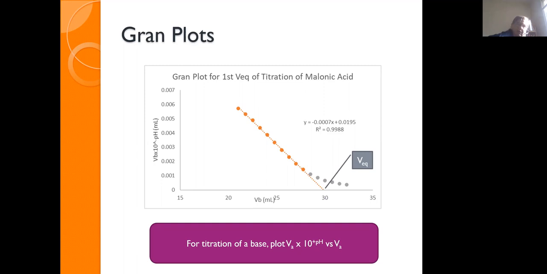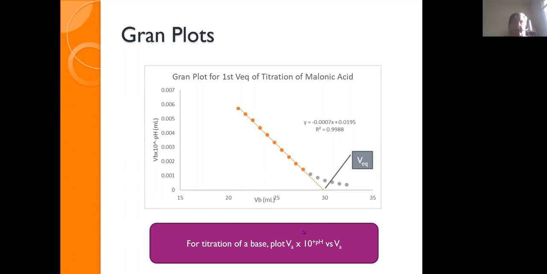If you're going to titrate a base, so this is for titration of an acid, the one that's on the slide, if you're going to titrate a base, then this becomes volume of the acid on the x-axis, and the y-axis becomes volume of acid times 10 to the positive pH. So notice the change in sign in the exponent when you're titrating a base. So that would mean the titrant would be acid. So you'd have VA and VA, and then 10 to the positive pH up here.